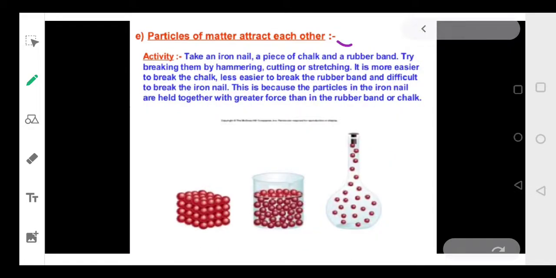The particles of matter attract each other. Now what we'll do, we'll take three things. First we'll take an iron nail. Second we'll take a chalk. And third we'll take a rubber band. Okay, we have three things: iron nail, chalk and rubber. Now try breaking it.